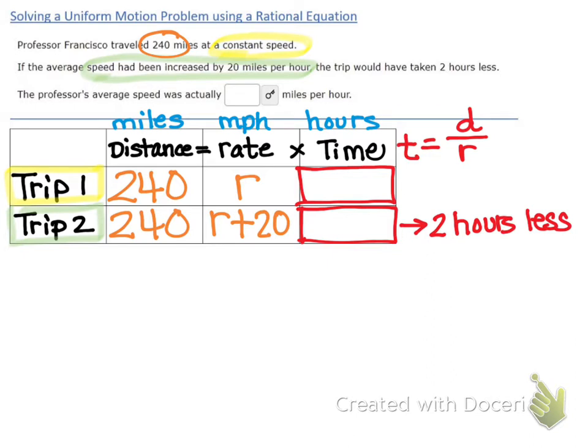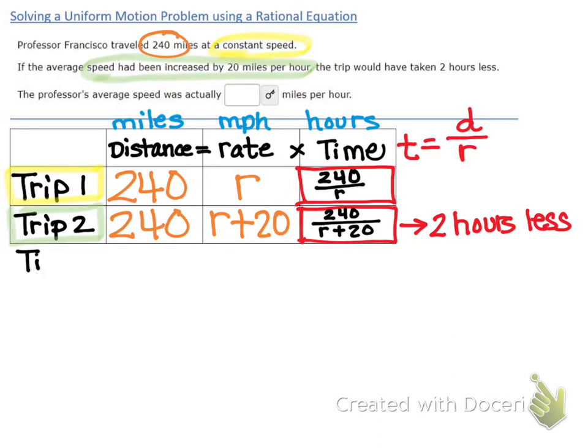So let's set up our time ratios. For trip 1, the time is the ratio distance divided by rate. So 240 divided by r. And then for trip 2, our distance is 240, but this time we're dividing it by r plus 20 for the rate. Now, it might help to write the equation out in words using the fact that if he took trip 2, it would have taken him 2 hours less than trip 1.